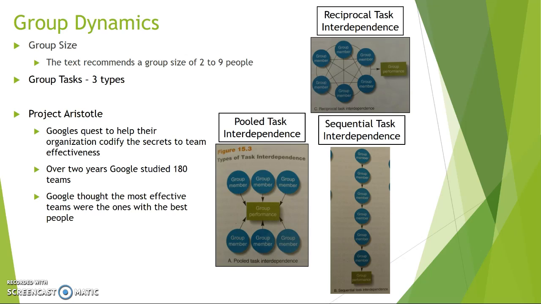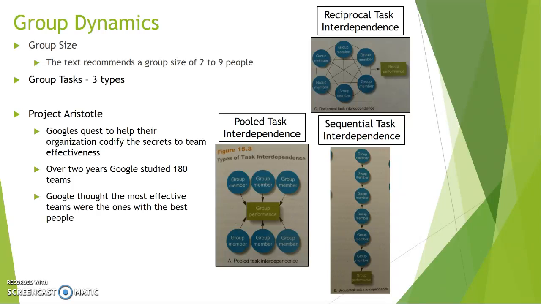In various groups, we are going to have group dynamics. These dynamics include the group size and group task. As an example, my company has decided to have 5 engineers per supervisor for our teams. There are 3 tasks that can determine a group's appropriate size. The 3 tasks are pool task interdependence, sequential task interdependence, and reciprocal task interdependence. See images on the right.